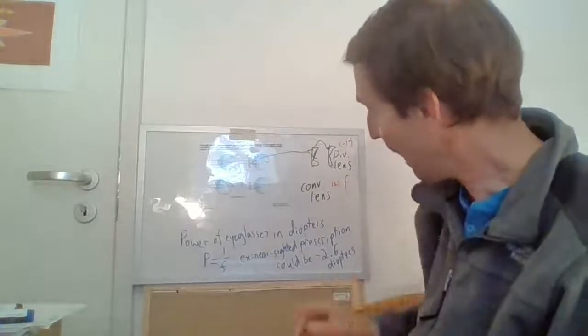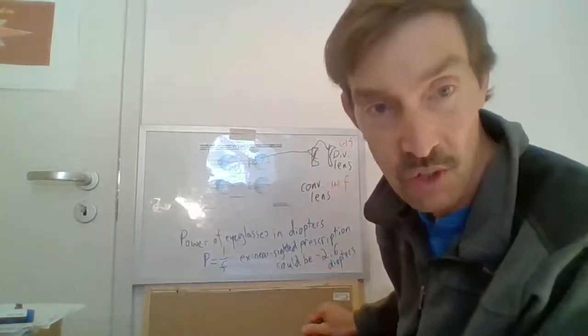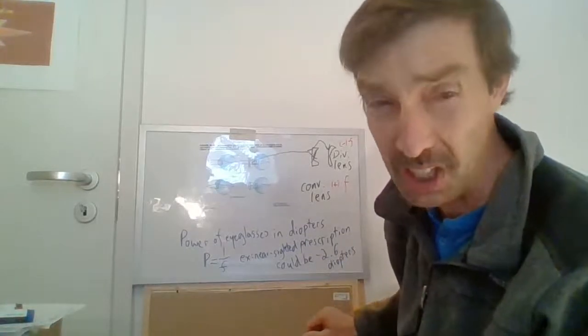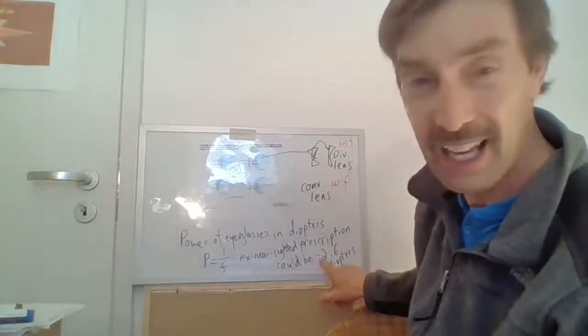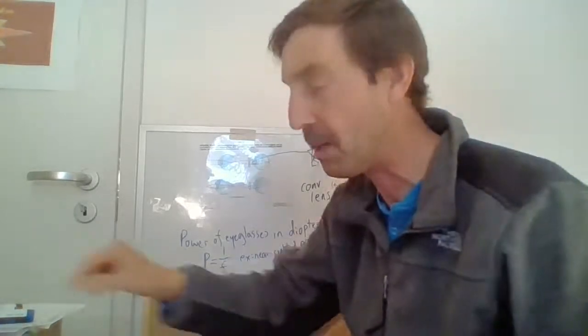Isn't that cool? Now, let me tell you, I've had an operation on my eyes. It's called LASIK surgery. But before, I was really nearsighted. My prescription was negative 5.5 diopters. I was extremely nearsighted.